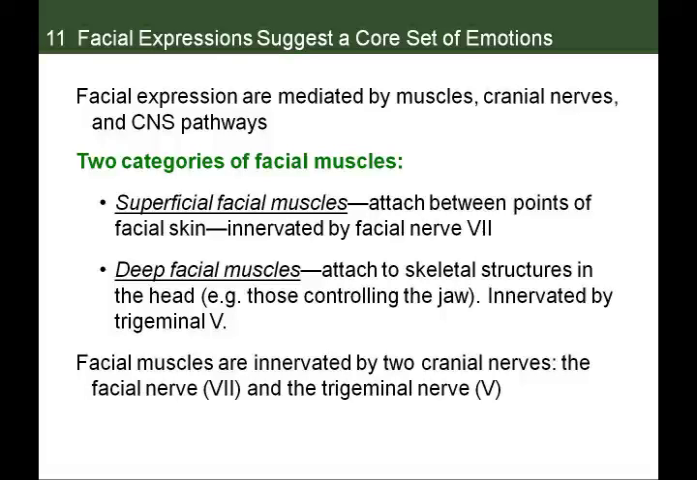We're going to have two categories of facial muscles. Ones that are superficial, basically where facial skin is attached. That's going to be innervated by facial nerve 7. So remember the cranial nerves? And then there are deep facial muscles that are attached to bone, and that will cause bigger changes in the face. For example, when you're chewing something, the movement of the jaw is a much bigger change, and that's going to be innervated by the motor output of trigeminal 5.